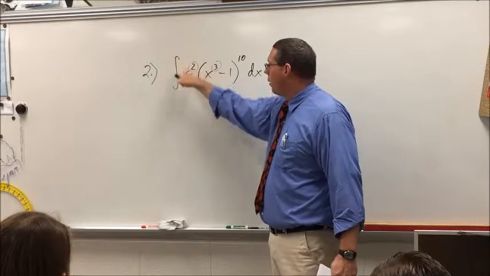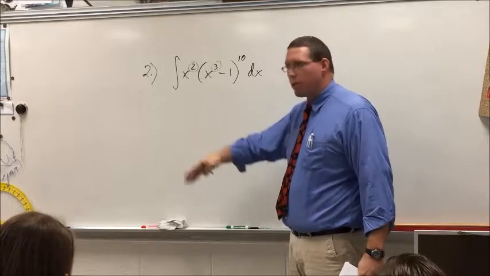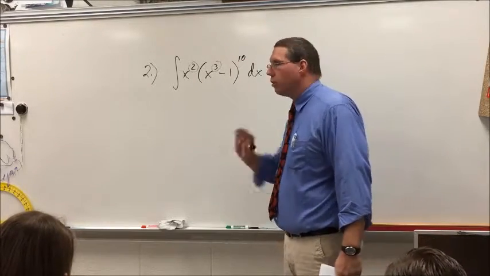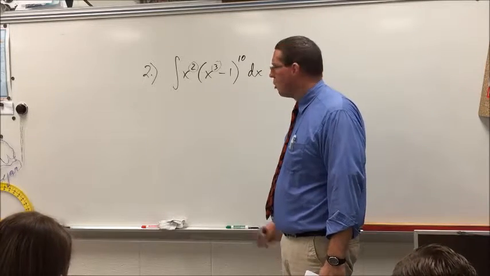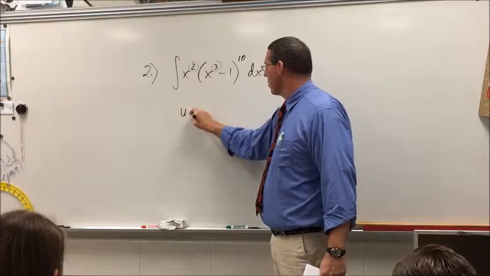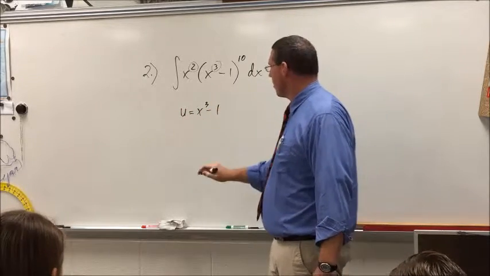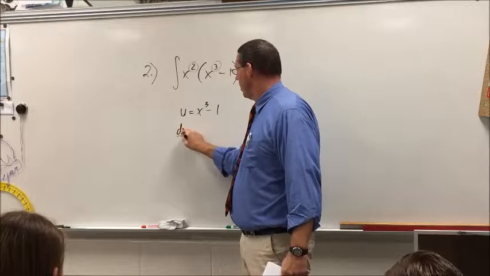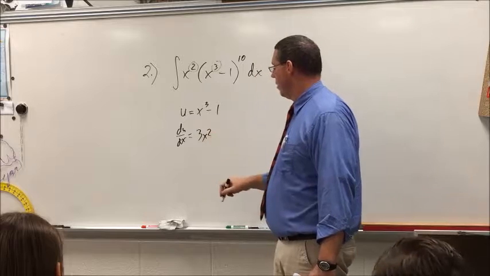There are only 2 options for integration. You are either doing a regular integral or a U substitution integral. There are no other options. We didn't learn any of the other integration techniques. So what would U be in this case? X to the 3rd minus 1. What's the next step? du/dx equals 3x squared. And then what?